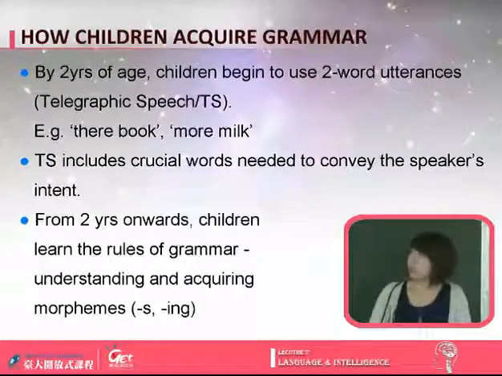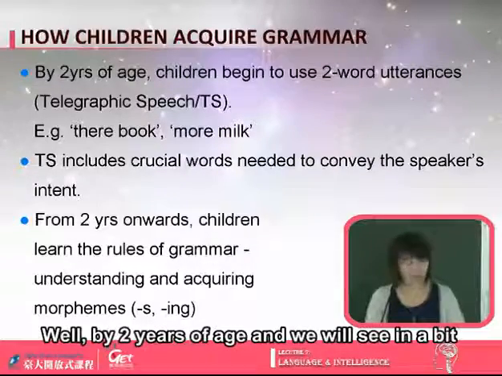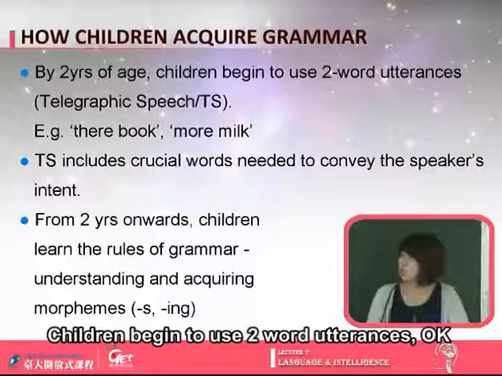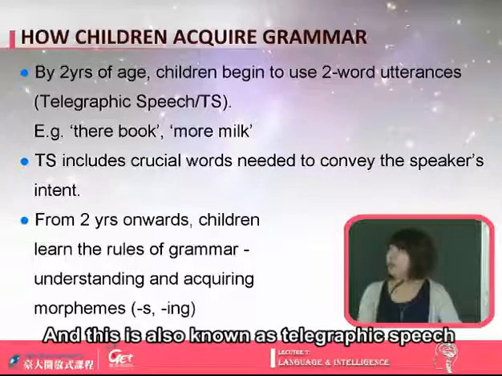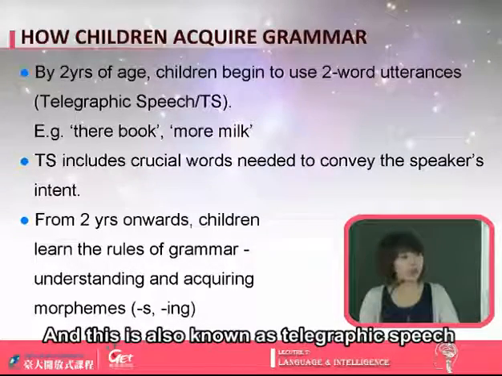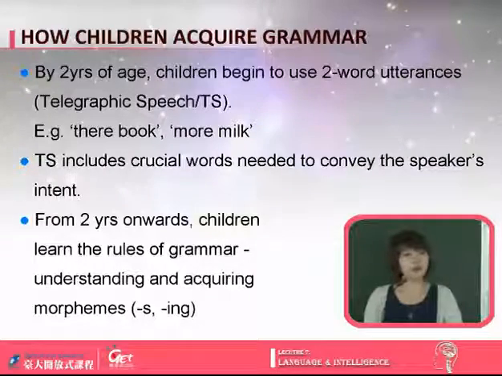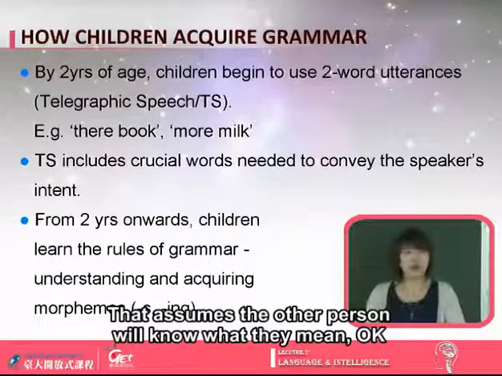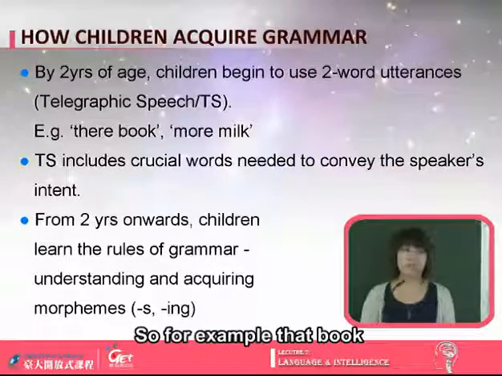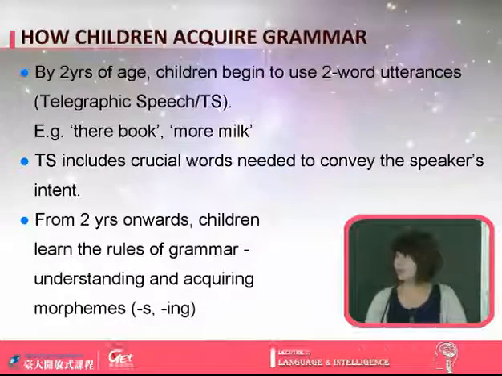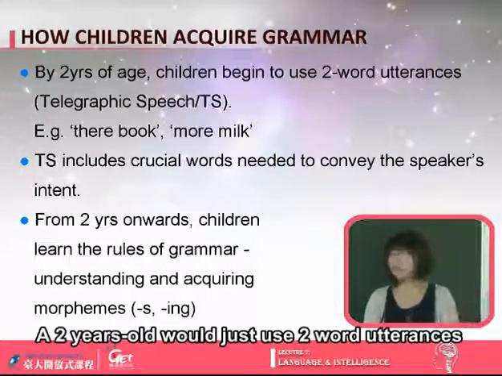How about grammar? Well, by 2 years of age, and we will see in a bit in the study that I'm showing you, children begin to use 2-word utterances. This is also known as telegraphic speech. Why is it telegraphic? Because children say something that assumes the other person will know what they mean. So, for example, their book, rather than saying the book is there. A 2-year-old would just use 2-word utterances.